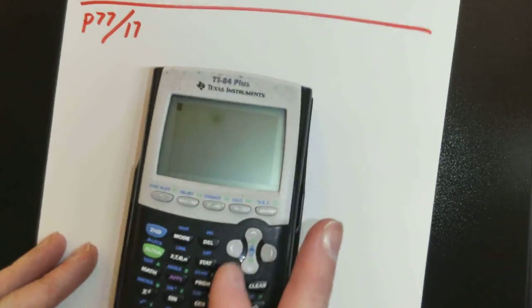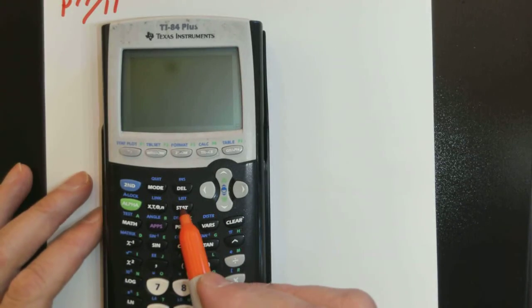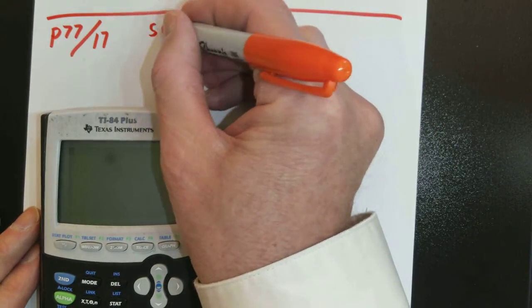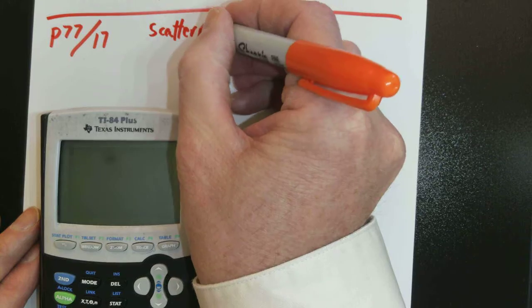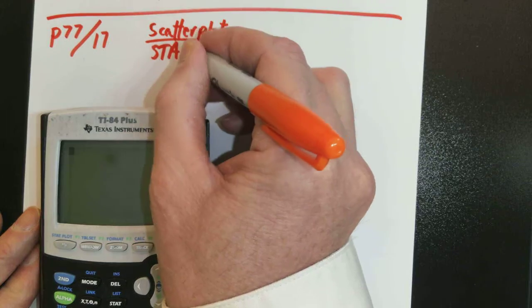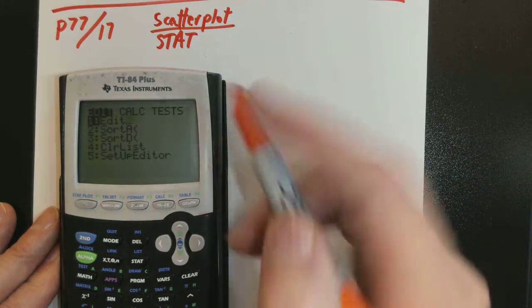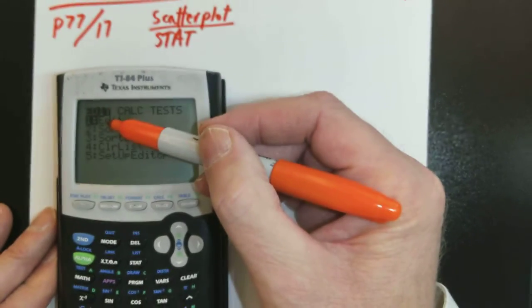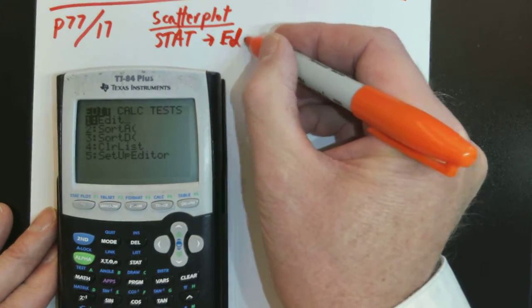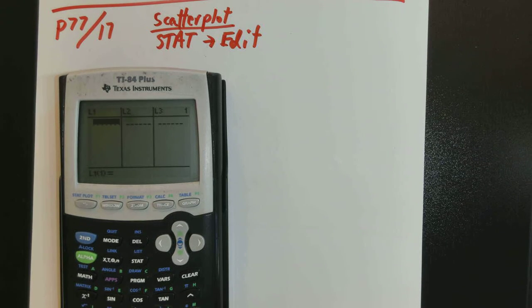Resetting everything. So here's how you would do that. You see this stat button? Hit that, and I'm going to write down the steps for the scatter plot. This is first. We hit the stat button, and then you're in the edit column. The first thing you really want to do is just hit edit. So I'm going to go stat to edit. Hit enter, and it looks like you've got some tables that you can put data in.